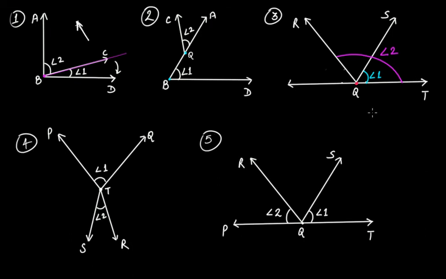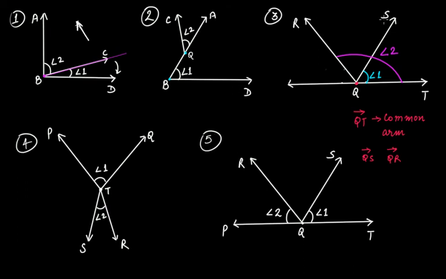So we know that the common arm should lie between the two non-common arms, right? In this case, this arm QT is not lying between, even if QT is a common arm, because of angle SQT and angle RQT. This is a common arm, but it's not lying in between the two non-common arms. The two non-common arms are SQ and QR.